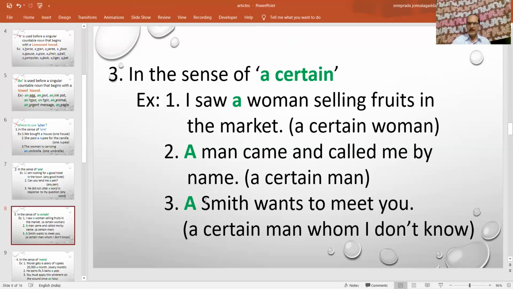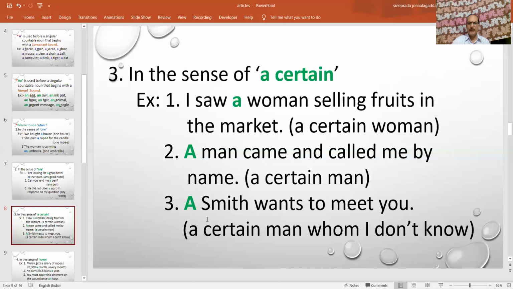Next, a Smith wants to meet you. Here, Smith is a proper noun. It's not a countable noun. Then why is the indefinite article "a" used before it? Here, Smith is a proper noun. So if you use "a" before a proper noun, what does it mean? A Smith wants to meet you.